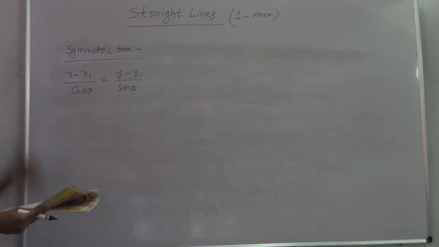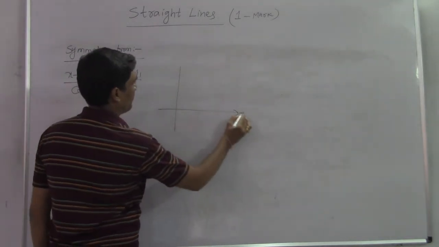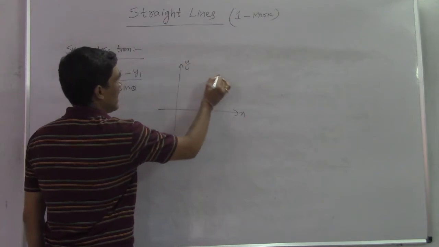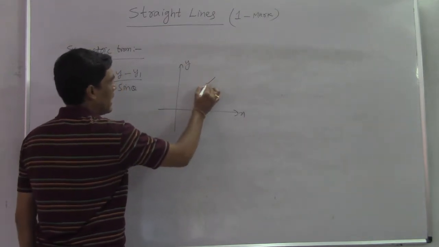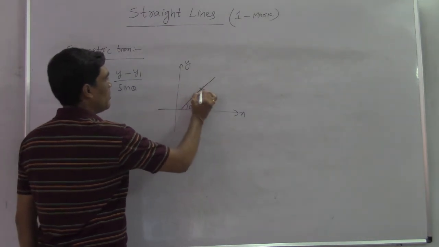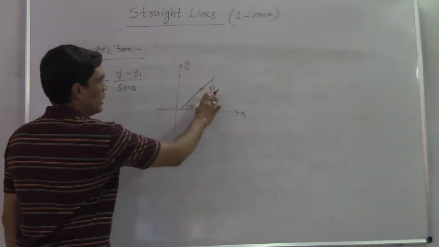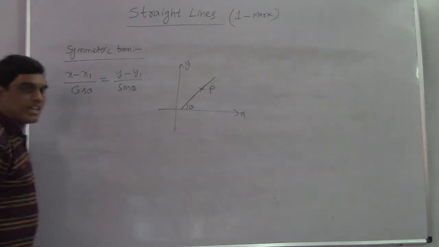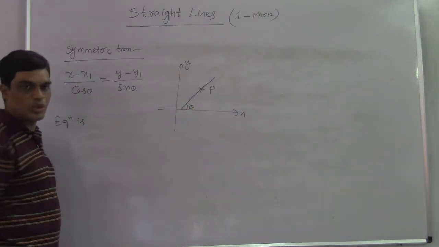So when we have to take symmetric form, a straight line passing through the point and making angle with x-axis. Any straight line makes an angle theta with x-axis only, and this is P, any point. So point as well as slope is given. Equation is what now? Theta is nothing but, sometimes we take slope again.